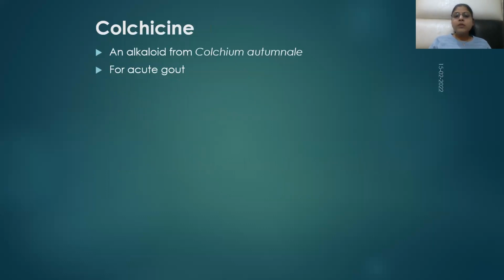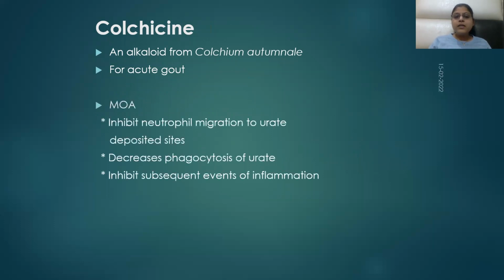Colchicine is the alkaloid obtained from Colchicum autumnale. For acute gout it is preferred, and it inhibits the neutrophil migration to urate deposited sites. It decreases the phagocytosis of urate and inhibits the subsequent events of inflammation. It inhibits the neutrophil migration, the phagocytosis, the lysosomal activity, and the release of glycoprotein, which causes the urate crystal deposition in the joints.